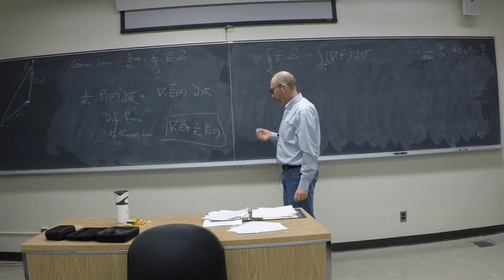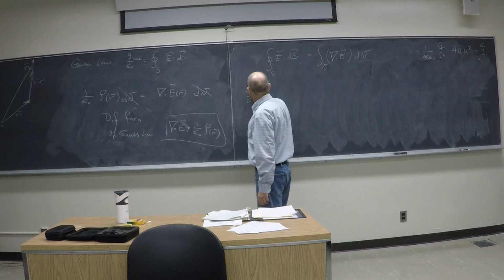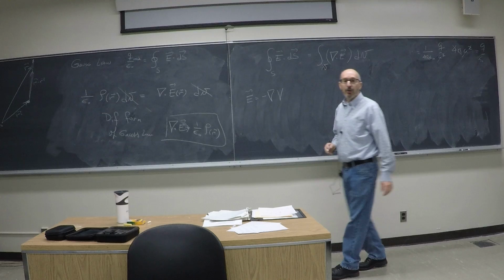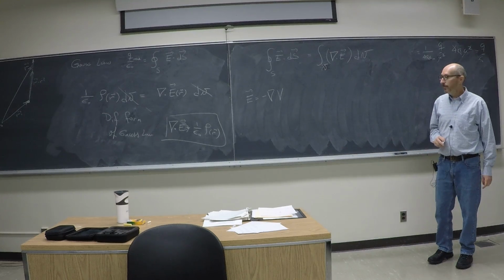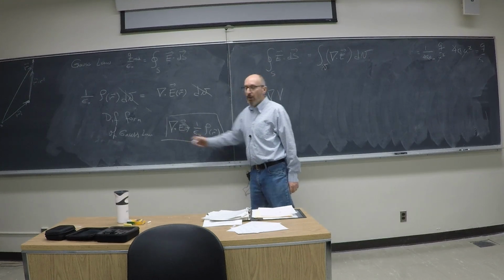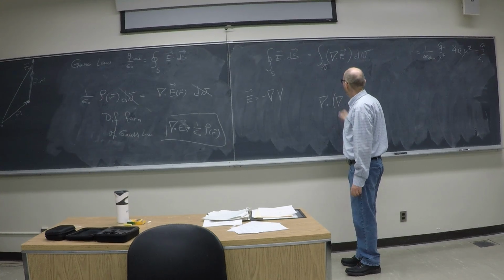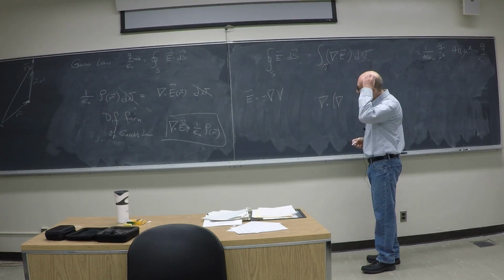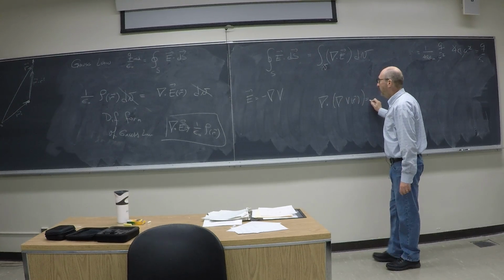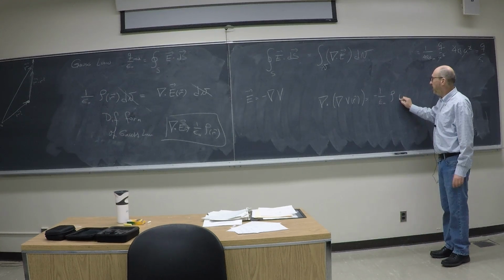in electrostatics. We learned before that the electric field can be obtained from the electrostatic potential that way. And so now we can put this electric field into this equation to obtain that the divergence of the gradient of the potential at location R is equal to minus 1 over epsilon 0 times rho at location R.